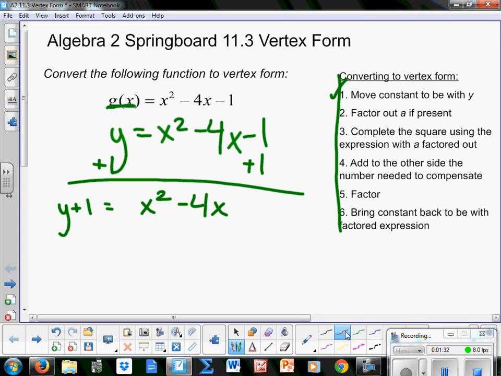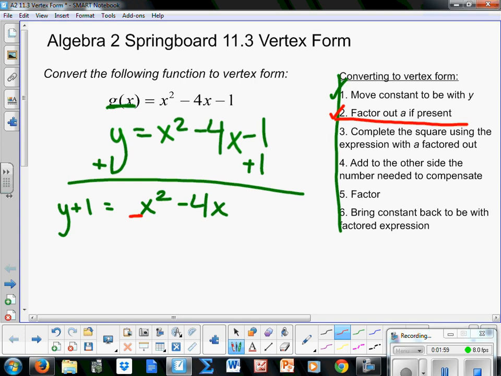All right, so now we're looking at number 2. Factor out a if present. Here we're talking about the a that's part of standard form. We don't have an a besides 1. We might as well just leave it as is instead of factoring out the 1, because that's not going to change anything. It's not going to change how anything looks. So we've got that one checked off because we don't really need to do it.